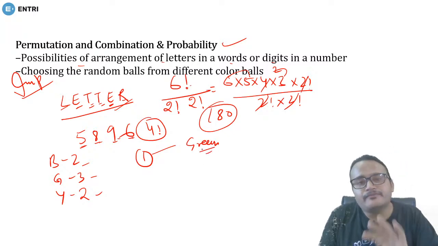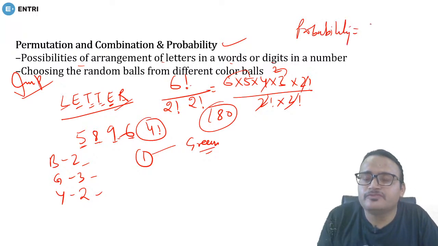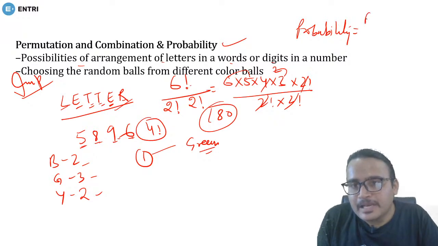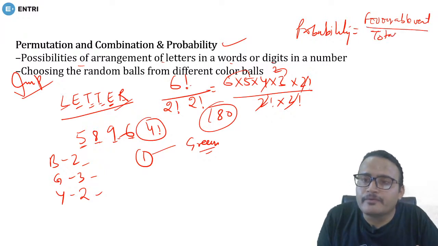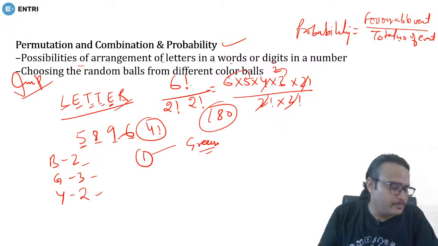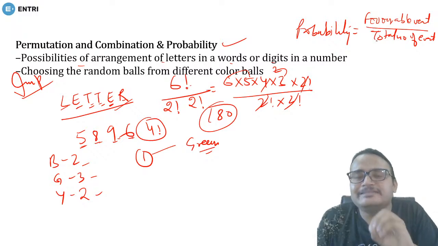So guys, how can you find this? Guys, you know, probability will be what in this case? Let me write this here. Probability is what? Favorable events divided by total number of events. This is the probability. So guys, don't be afraid of probability or permutation combination. You just need to memorize the formula only.